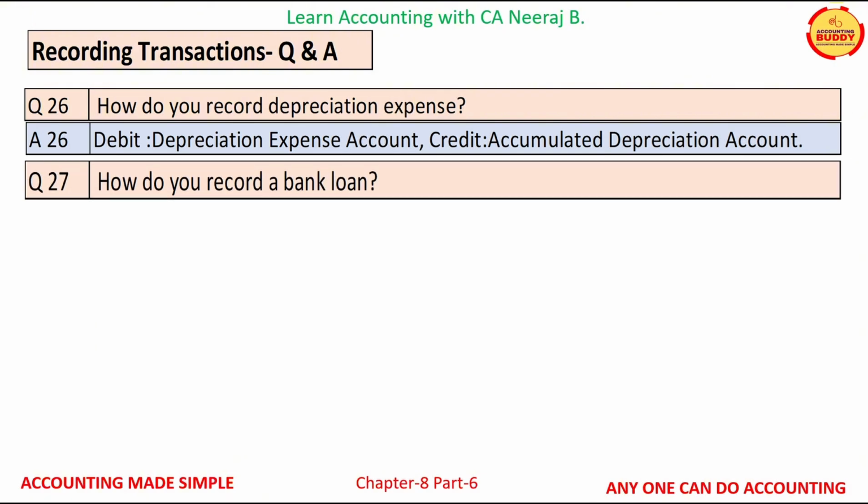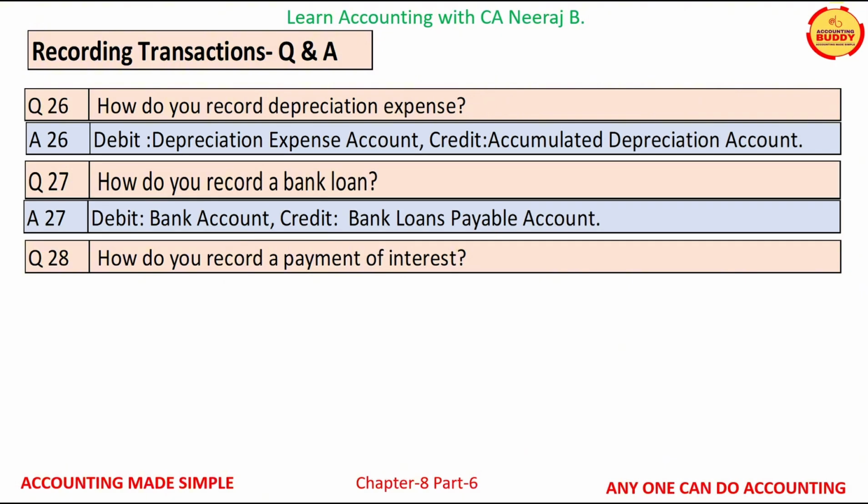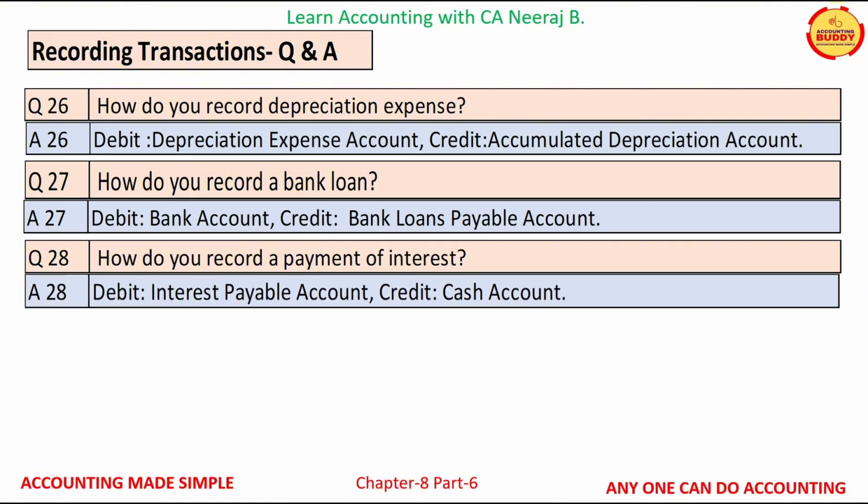Question number 27. How do you record a bank loan? The answer is debit cash account or a bank account and credit bank loan payable account. Question number 28. How do you record a payment of interest? The answer is debit interest payable account and credit cash account.